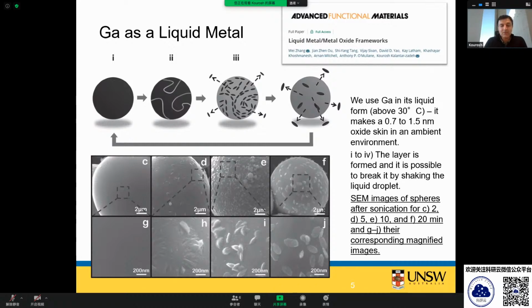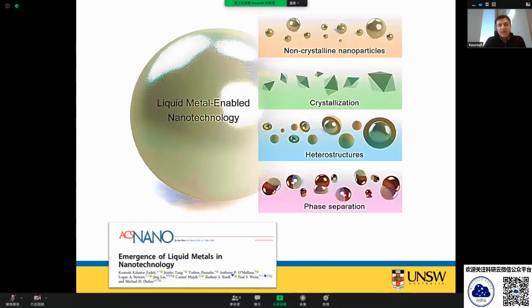Liquid metal is not polarized, so like any other liquid, it doesn't show van der Waals forces. The layers come off, they restack on top of each other, and you can see these multi-layer restacked nanostructures.